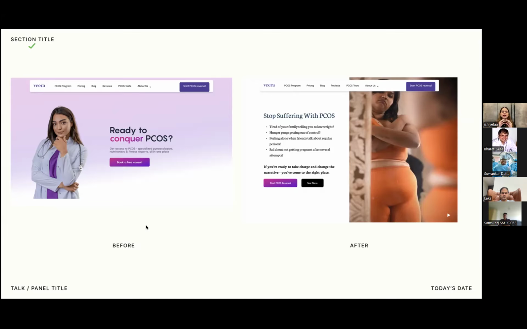So we realized that the way to grab user attention and to help them feel like this brand really understands what they are going through, was to change the messaging to emotional messaging and actually put up bullet points from the complaints that we got from our user interviews. So instead of saying "ready to conquer PCOS," we're going to say "stop suffering with PCOS."